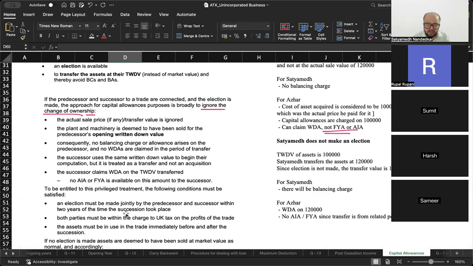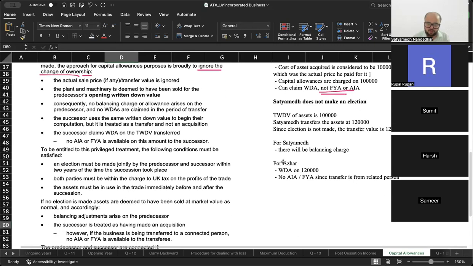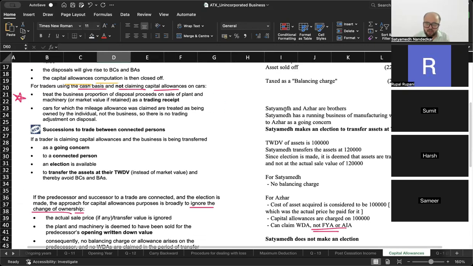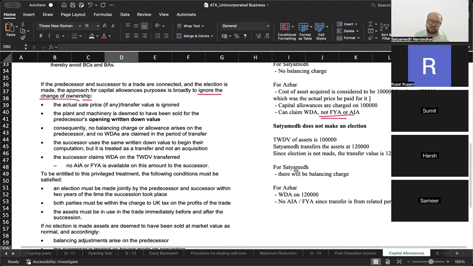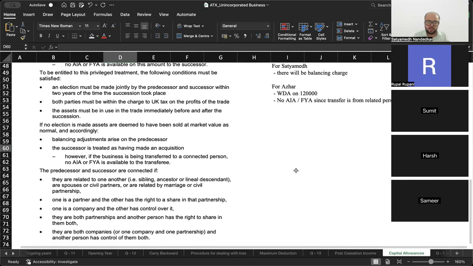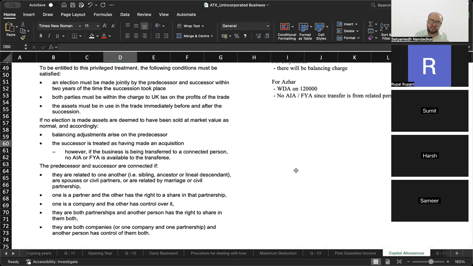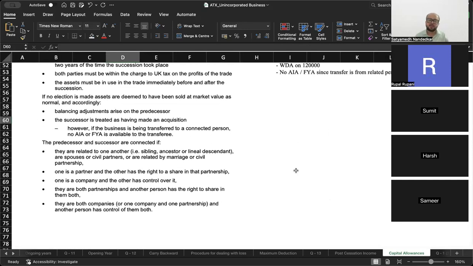So this entire set of provisions is summarized here in this particular situation where Satyam and a connected person, there is a transfer of trade by one individual to another and you make an election. They have also mentioned who are considered predecessor and who are considered connected.